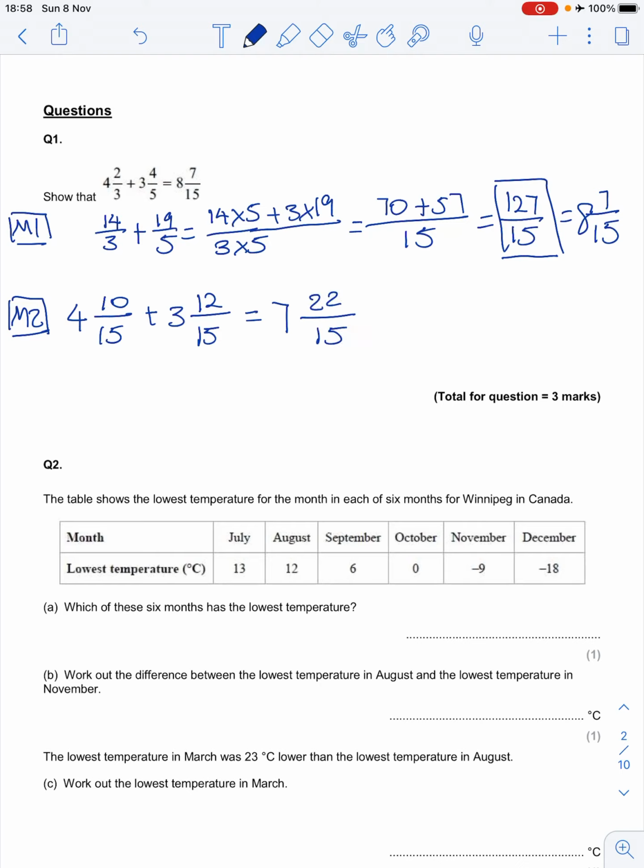Again, a lot of you missed the mark because you haven't shown this stage here. This is equal to 7 and 22 over 15, and it's equal to 8 and 7 over 15. Remember at the end, you must say that the answer you get is equal to what you wanted to show.